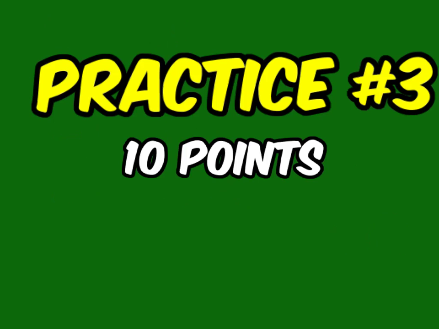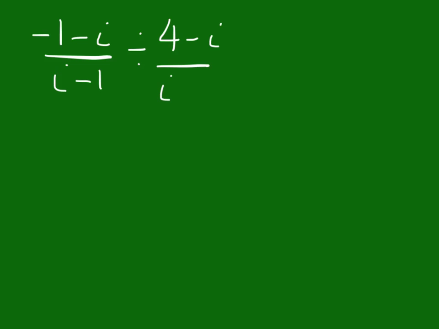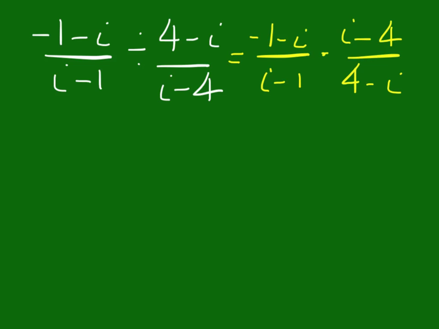Practice 3. On this practice problem, what you want to do first is flip. So we'll keep minus 1 minus I over I minus 1 the same for right now, and then multiply by I minus 4 over 4 minus I.